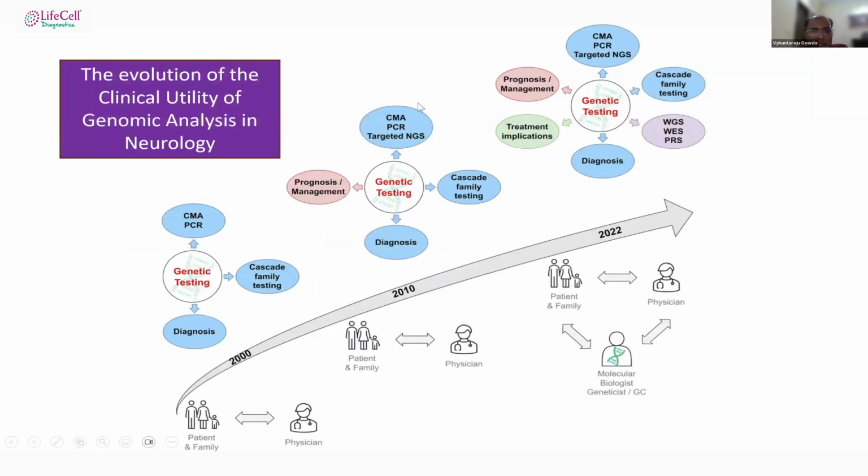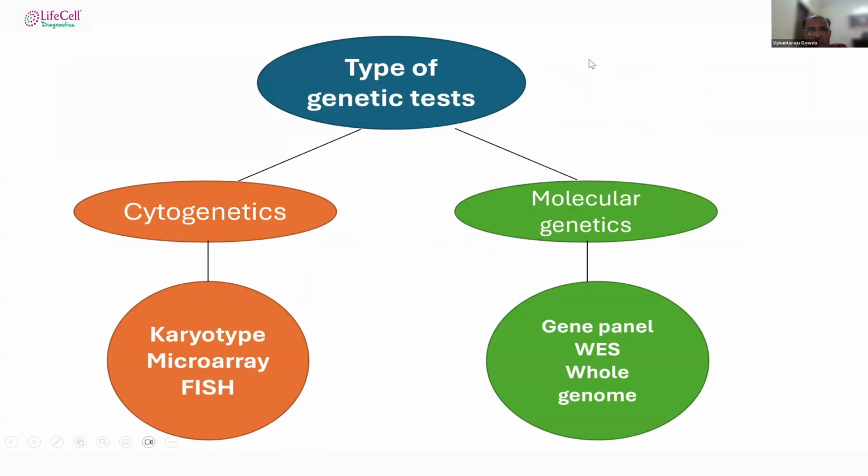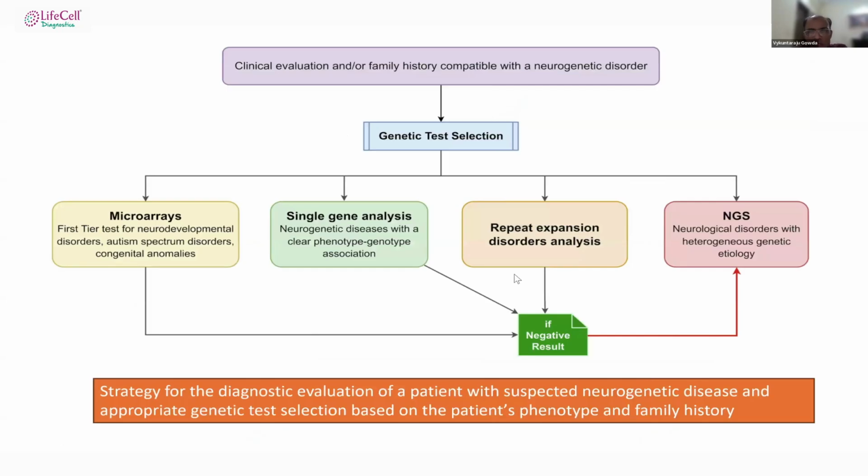This is just a brief history, as you know, of the evolution of genetic tests from karyotyping to whole genome sequencing. I will not go into details. Basically there are two types of genetic test: one is cytogenetic, one is molecular genetics. Cytogenetic is basically karyotyping and microarray. There is still some value in these tests. I'll tell you where exactly they are useful nowadays, and molecular genetics I'll tell in detail. These are the various broad tests, and it is still very important to select the right test to get a better yield.